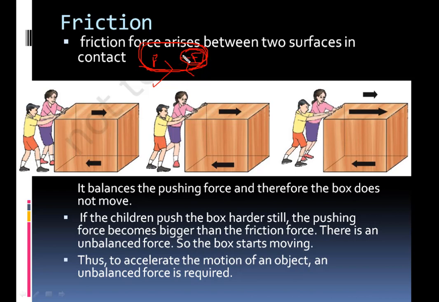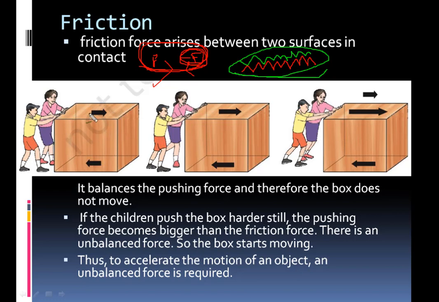Now why does this friction force come into the picture? Because of the interlocking pattern of the different surfaces. Friction force not only depends upon these interlocks. This is one of the factors. It depends upon many more factors, which you will learn in higher classes. But this is the main factor. Now consider this example.